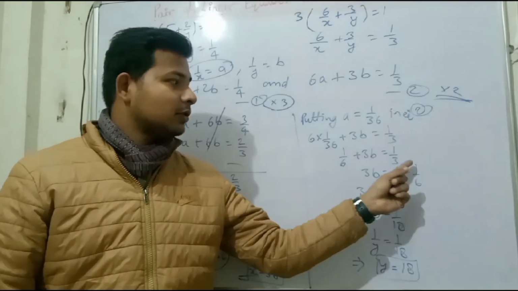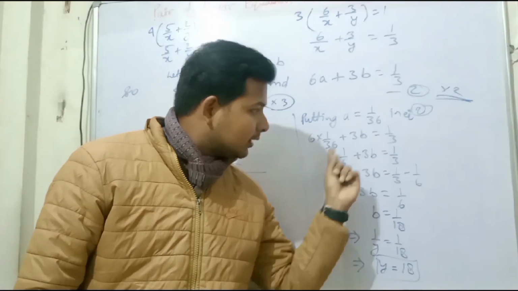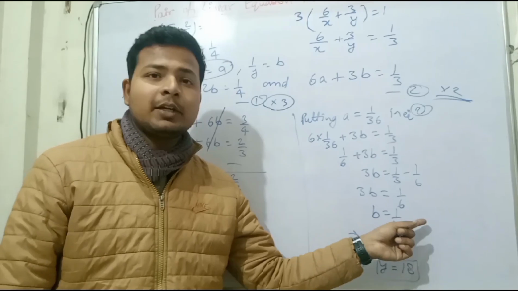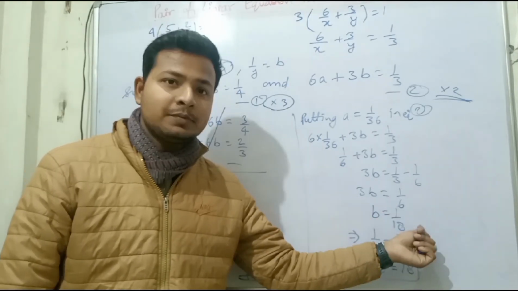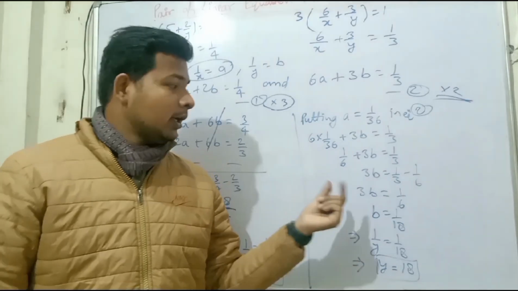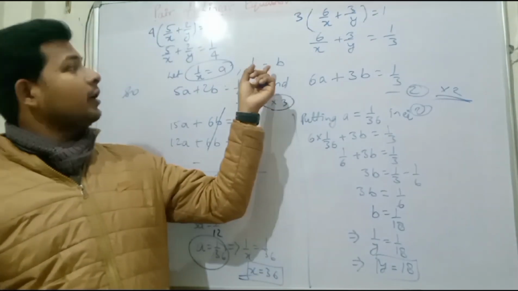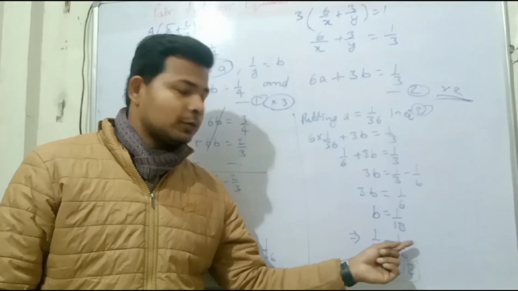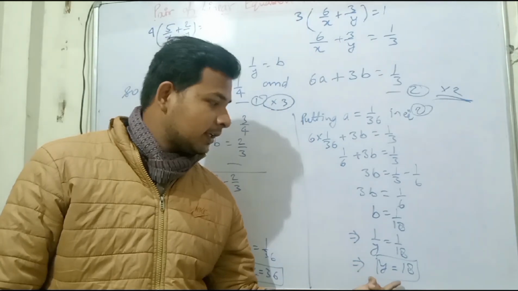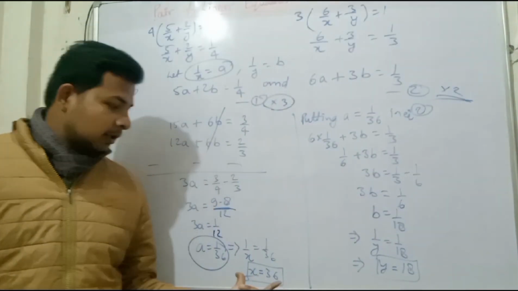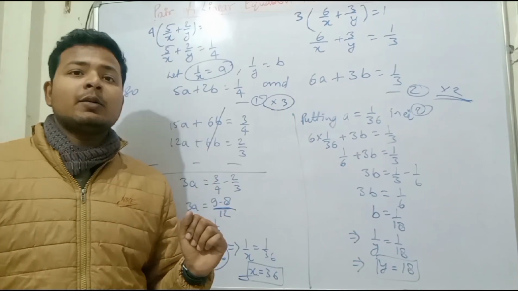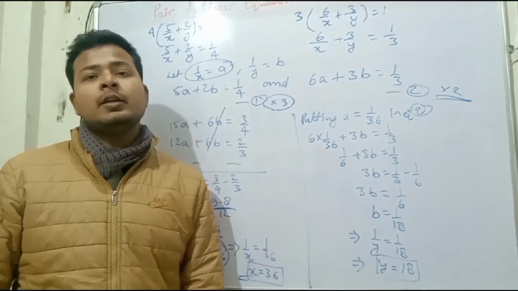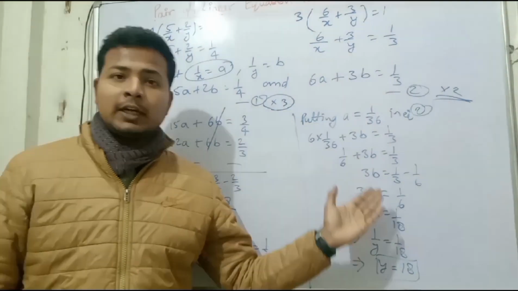This will cancel out to 1 by 6 plus 3b equals 1 by 3. 3b equals 1 by 3 minus 1 by 6. If you solve this, this will become 1 by 6. Just cross multiply 3 to 6, and b equals 1 by 18. But we don't have to find the value of b, we have to find the value of y. What is b? It is 1 by y. So 1 by y equals 1 by 18. After cross multiplying, we can easily find the value of y as 18. So one man can complete the whole work in 36 days, and one woman will complete the whole work in 18 days. I hope you all have understood this.